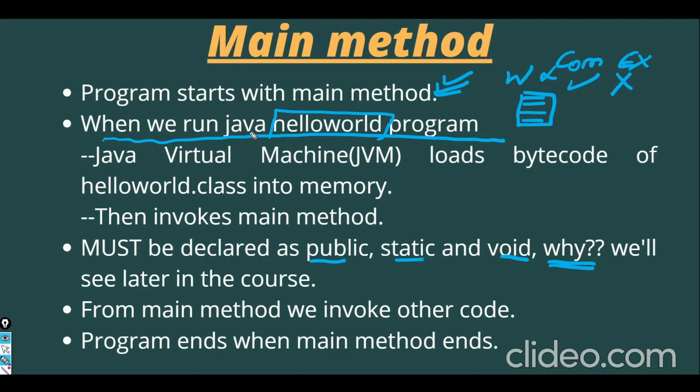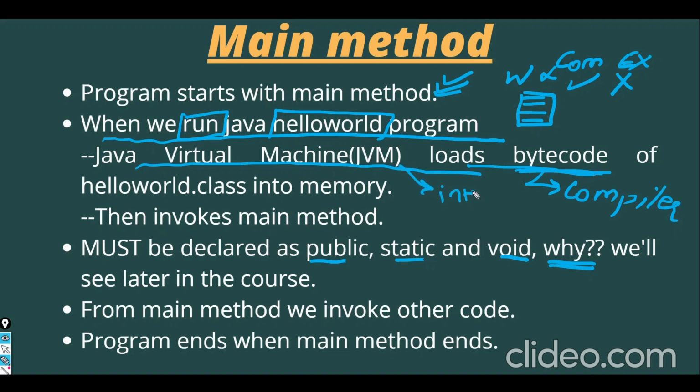Whenever we run a program, we are running it, not compiling it. Whenever we run a program, the JVM loads the bytecode, and this bytecode is given by whom? The compiler, right? The compiler converts the source code to bytecode. This bytecode is then taken by the JVM. What is the JVM? The interpreter, right? So the bytecode is given by the compiler and taken by the interpreter, that is, the JVM. So this is the bytecode of the hello world class.